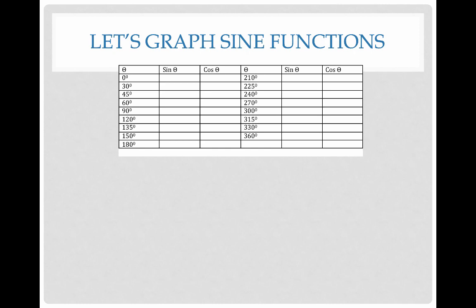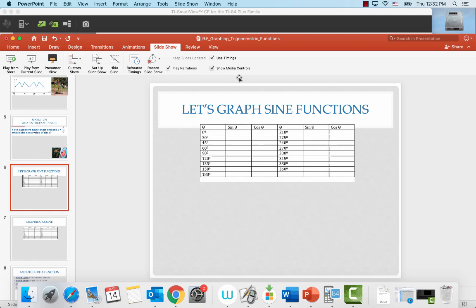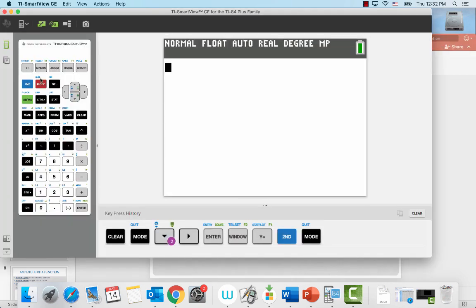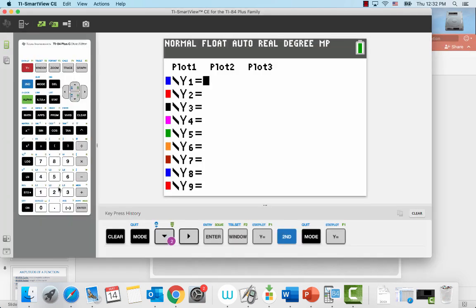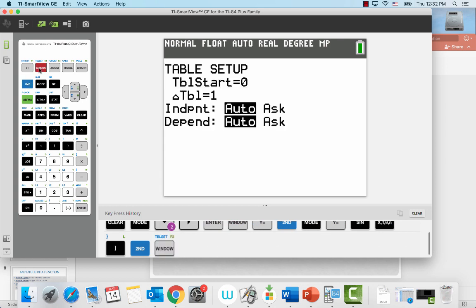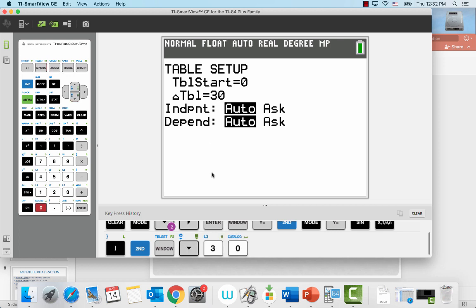Okay, here we go. We're going to graph the sine functions here. So the first thing I'm going to do is grab my calculator and we're going to fill these in pretty quickly. I'm going to go to y equals, and y equals the sine of x, and we're going to see some patterns. Now we're going to look at the table. But before I look at the table, I'm going to set my table start to 0, and I'm going to count by 30 degrees. I could count by 15, I guess.